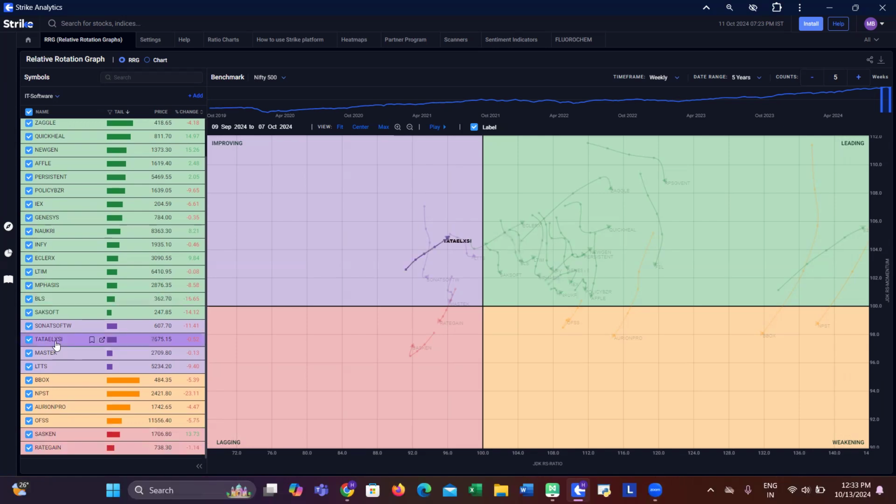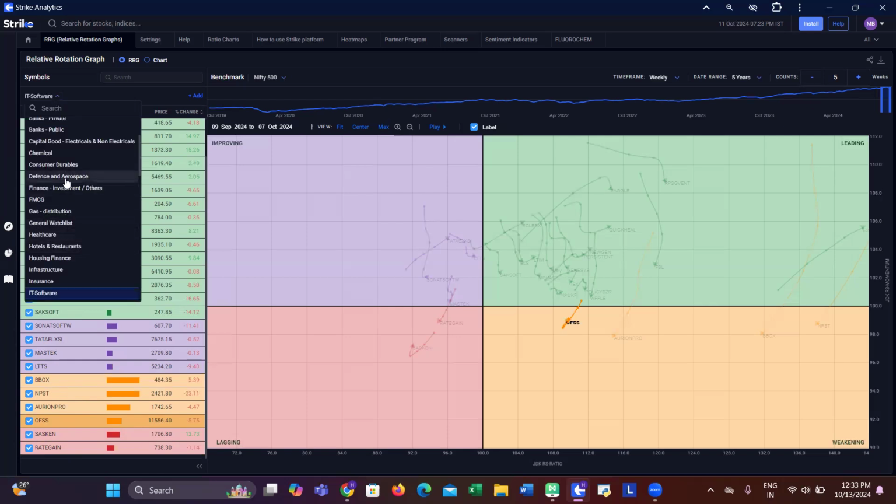Tata Elxsi, I have given the status of this, so it's still improving. Very interesting to see if it gets into leading with a good RS momentum. We'll have to keep an eye. LTTS heading towards leading, very stable RS momentum and RS ratio. Route Mobile is in lagging at the moment. We'll see if that improves further. OFSS, yeah, there could be a turnaround story, going from weakening to leading. So we'll have to keep an eye.